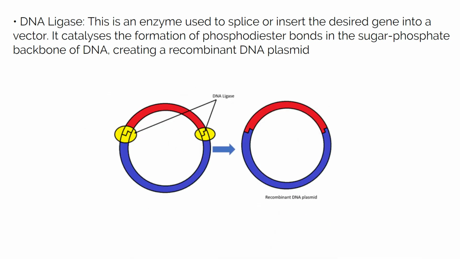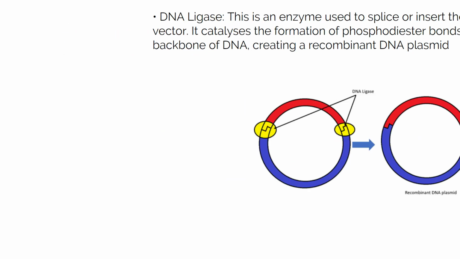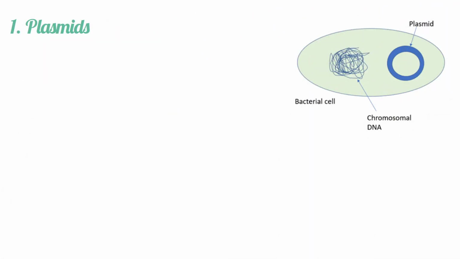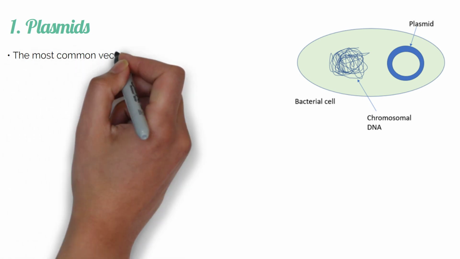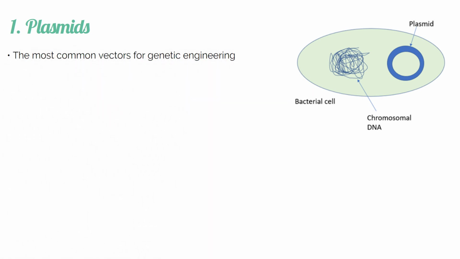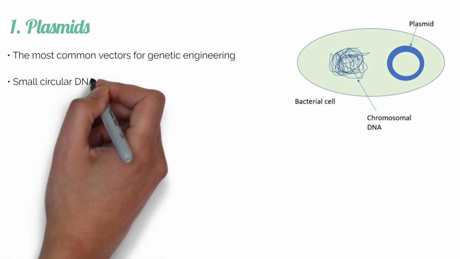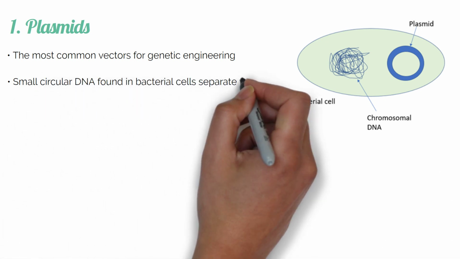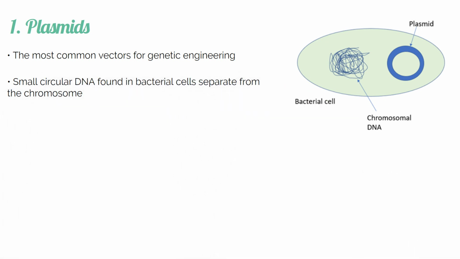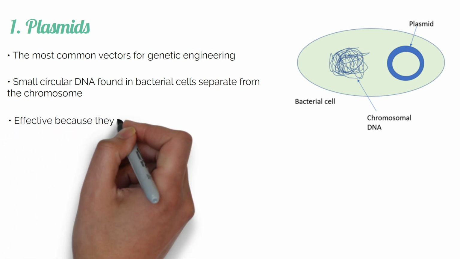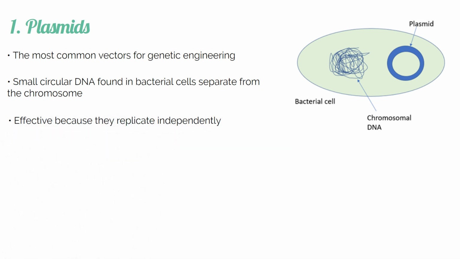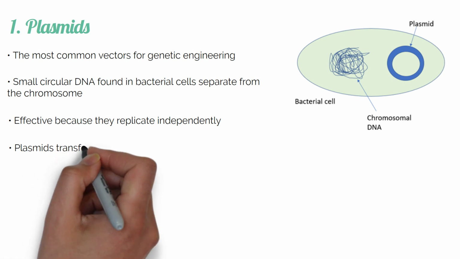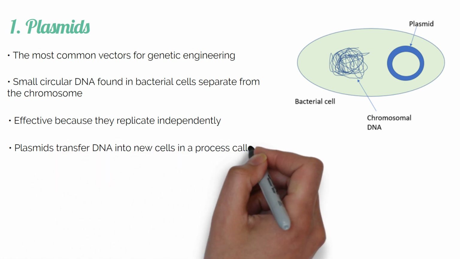As mentioned earlier, vectors are the devices scientists use to carry new genetic material into foreign cells. Some examples of vectors are plasmids. These are the most common vectors for genetic engineering. They are small circular DNA found in bacterial cells separate from the chromosome. They are effective because they replicate independently. Plasmids transfer DNA into new cells in a process called transformation.